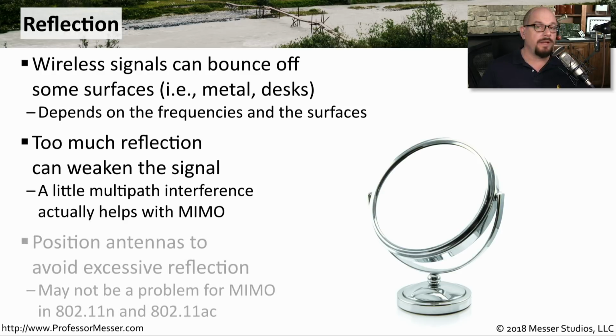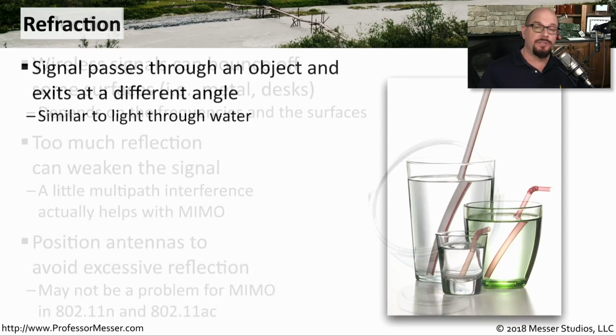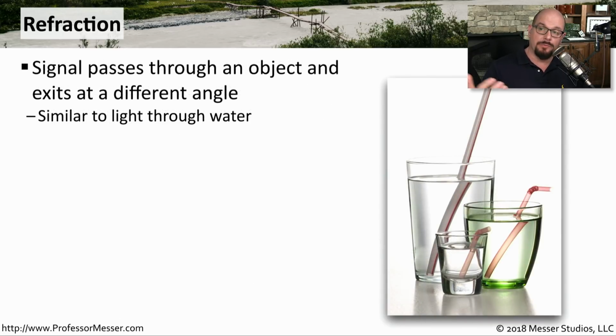MIMO. This reflection may be something that you can work around by changing the direction of your antennas or where your antennas might be positioned. And again, reflection may not be as big of a problem if you're taking advantage of MIMO in 802.11n or multi-user MIMO in 802.11ac. Wireless signals can also suffer from refraction.